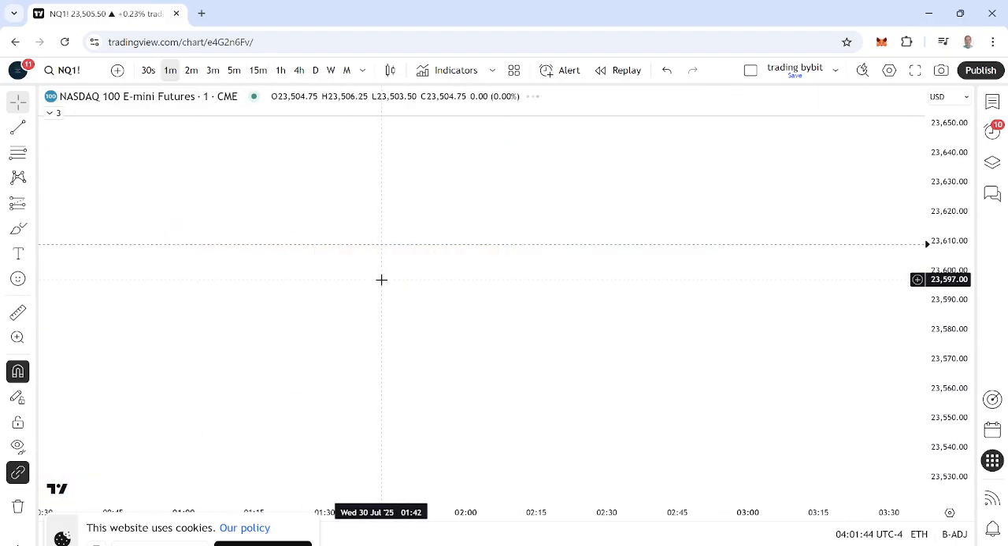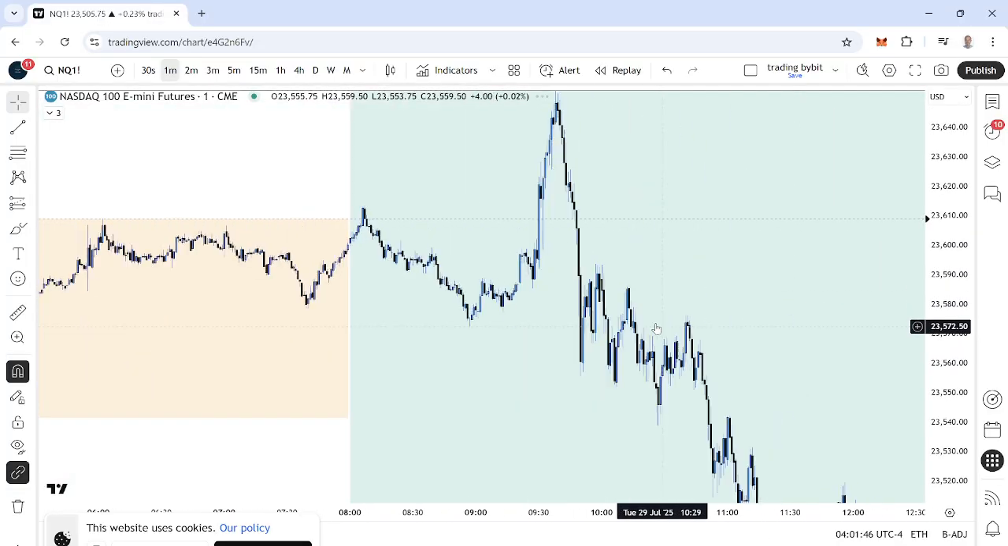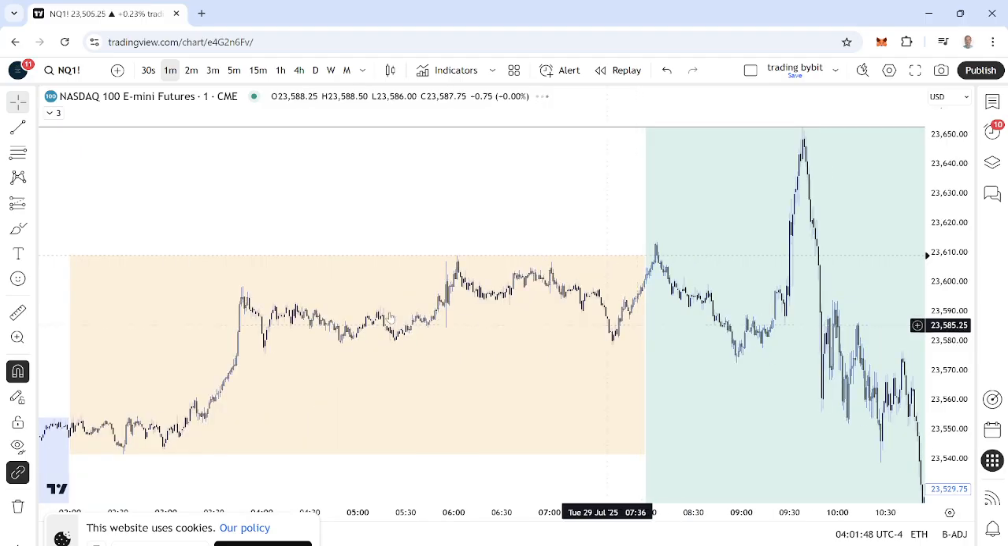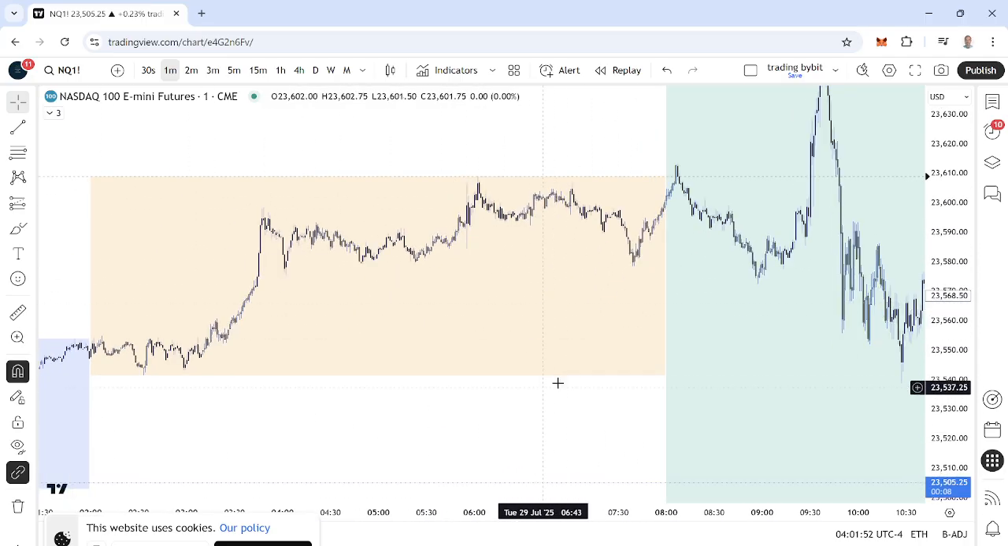Yesterday I took this one after London, so this is London. The colors don't actually mean anything, you just need to know that they are different sessions.